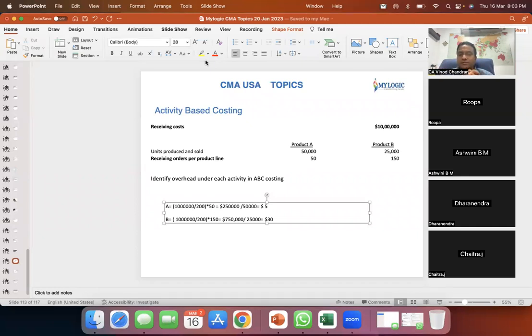And then divide that by the number of units. So per unit, you will be getting the cost.